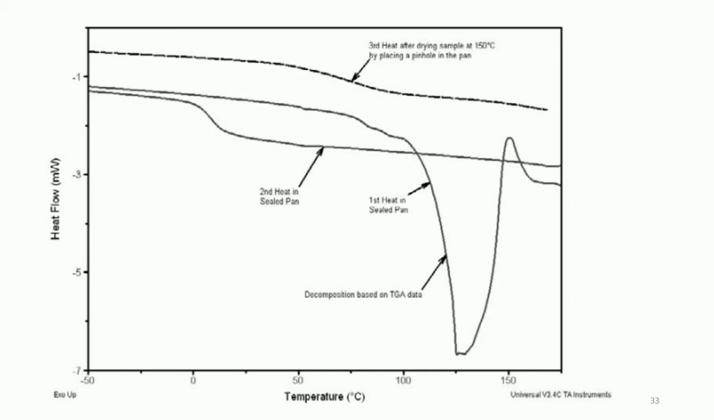To determine the maximum glass transition of a dry sample, a pinhole should be placed in the lid of the hermetic pan at the end of the second run, and the sample should be dried at 150 degrees Celsius in the differential scanning calorimetry cell for 30 minutes. After drying, the sample should be heated a third time.